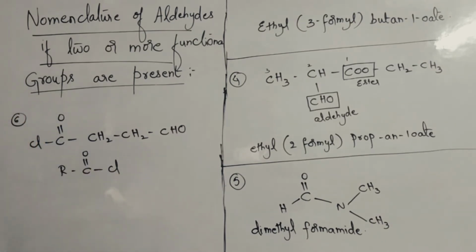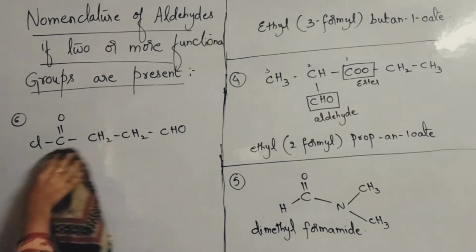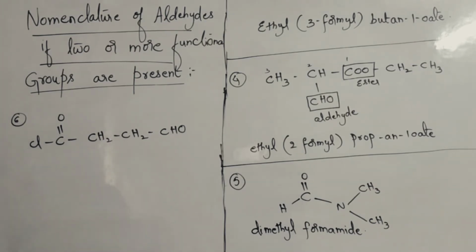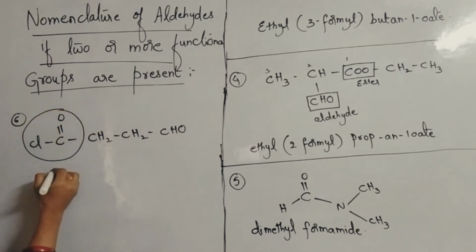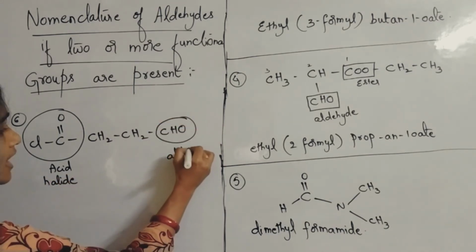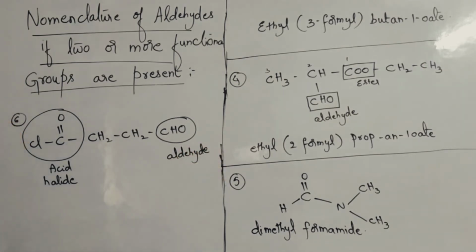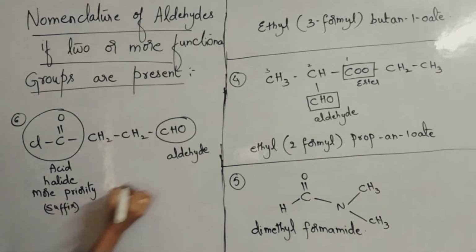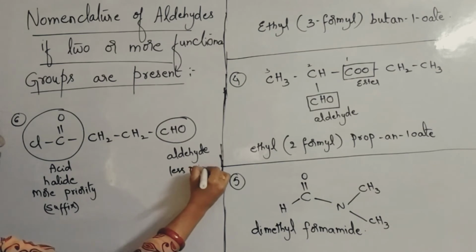Okay, so please try to understand. RCOCl, so this will be your acid halide. And this will be your aldehyde. Aldehyde is having less priority than acid halides. Now acid halides are having more priority. So more priority means you will be giving the suffix, the more priority suffix. This is less priority. So you will give what?